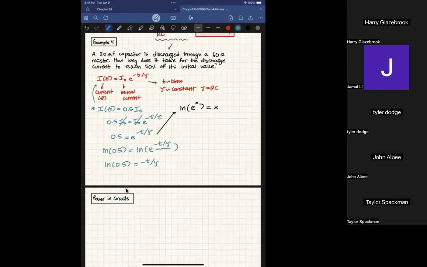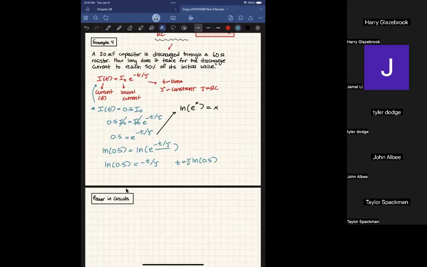To do that, I'm going to multiply both sides by tau. So I'm going to get t equals ln 0.5 times tau. And I'll put my negative sign there as well. Cool.